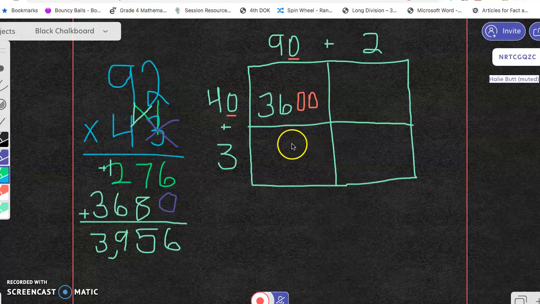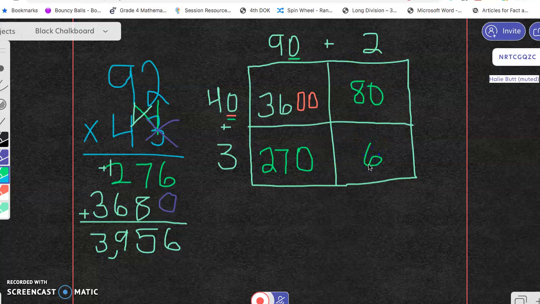I hope so. Now we have 90 times 3 is 27. But again, I have a 0, so I have to add a 0 in. There's no 0 in 3, so that's why there's not 2 zeros. Now I'm going to do 40 times 2. Well, 4 times 2 is 8, and I have 1 zero again. And then 3 times 2, there are no zeros, so I have no zeros to add. That's 6.